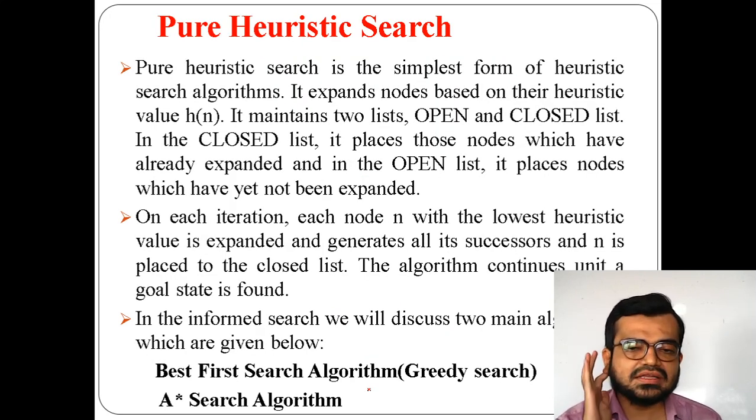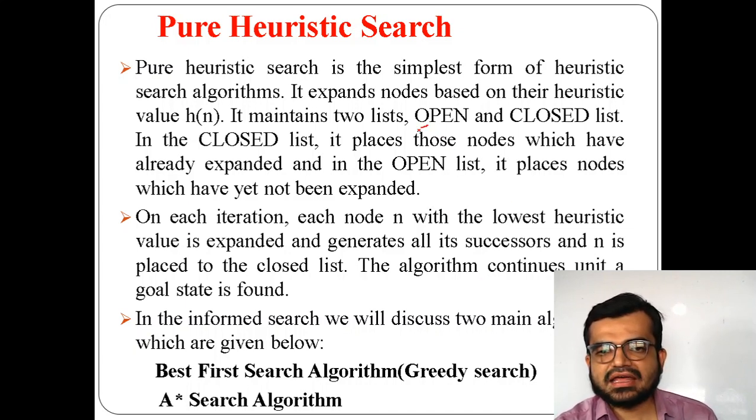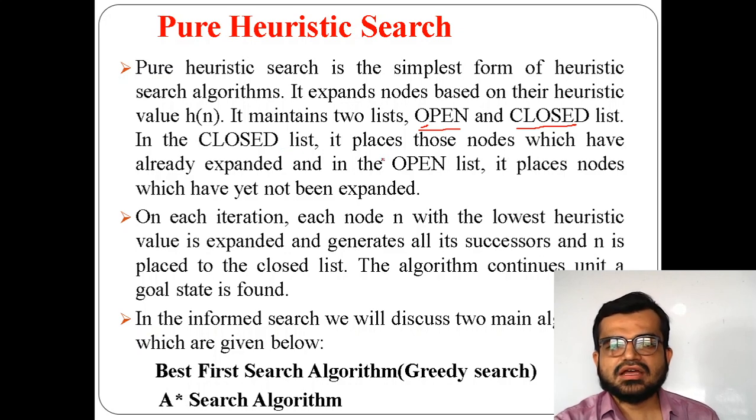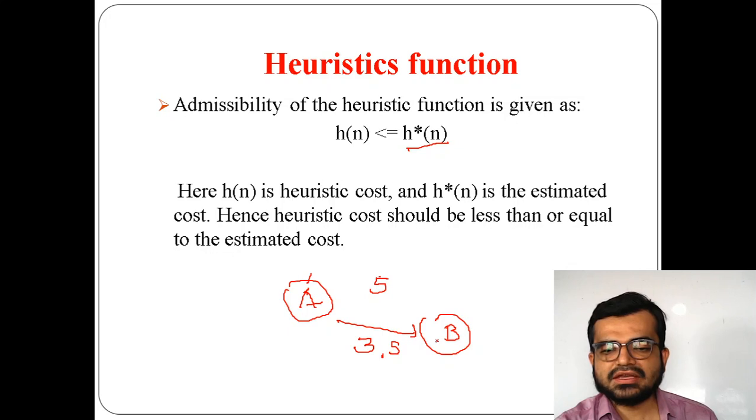Now, how does this work internally? You go from one state to another state in order to find the goal state. So it maintains two lists: the first is the open list, and the other is the closed list. Closed list means, for example, if it is going from A to B, when it reaches B, now A is already visited, right?